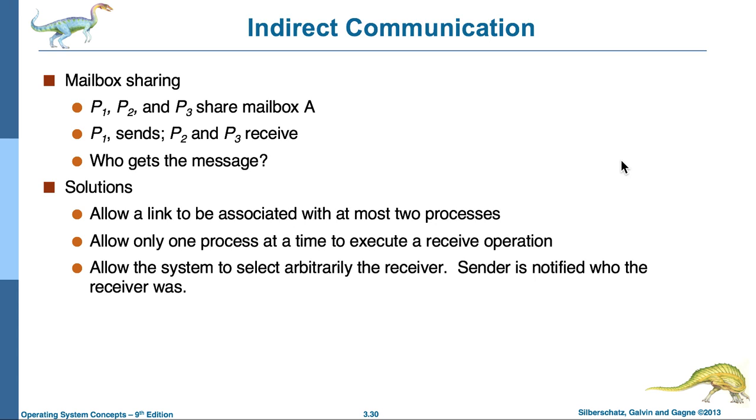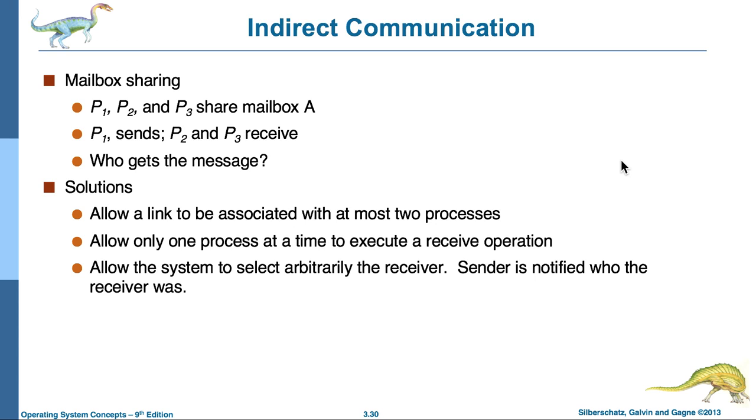One is you allow a link to be associated with at most two processes. Well, if that's the case, then automatically you will only have one recipient. Second, you can allow only one process at a time to execute a receive operation. So even though in this scenario we have three processes and P1 sends, and you have P2 and P3 there, if you only allow one of these two, P2 or P3, to execute a receive operation, then we've solved the problem of who gets the message.